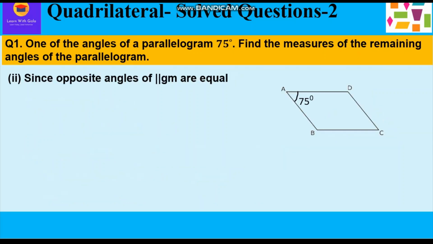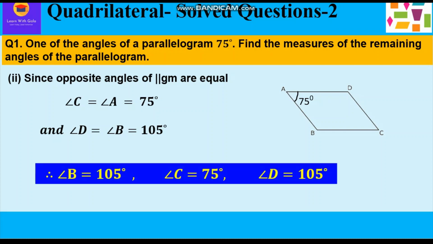Now, since opposite angles of the parallelogram are equal, we can say angle C is equal to angle A, which is equal to 75 degrees, and angle D is equal to angle B, so it is 105 degrees. So clearly we can say angle B is equal to 105 degrees, angle C is equal to 75 degrees and angle D is equal to 105 degrees. So with one angle given to us, we have found the remaining angles of the parallelogram.